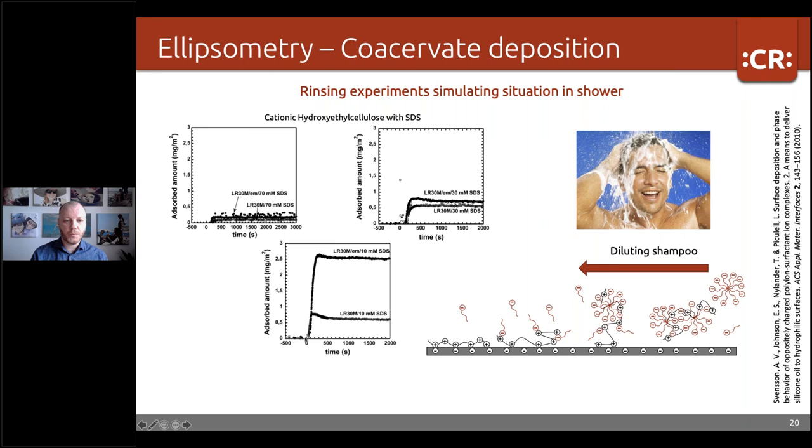And then at time zero, you start the rinsing in the cuvette, and then you continuously dilute the liquid, the shampoo formulation, in the cuvette.